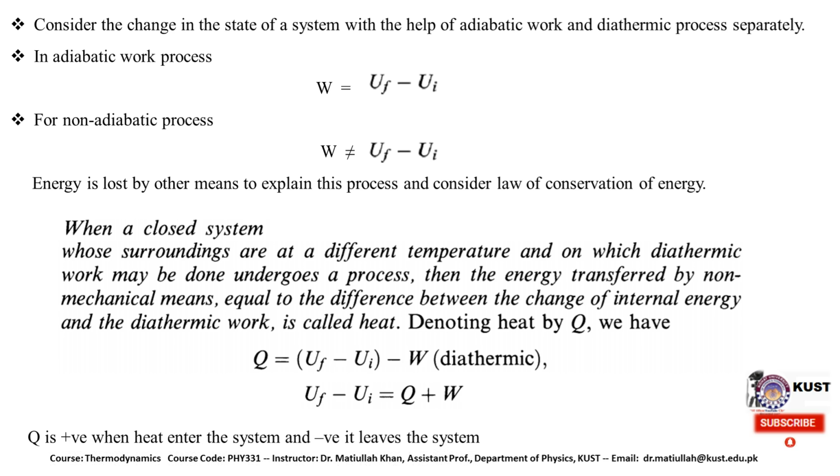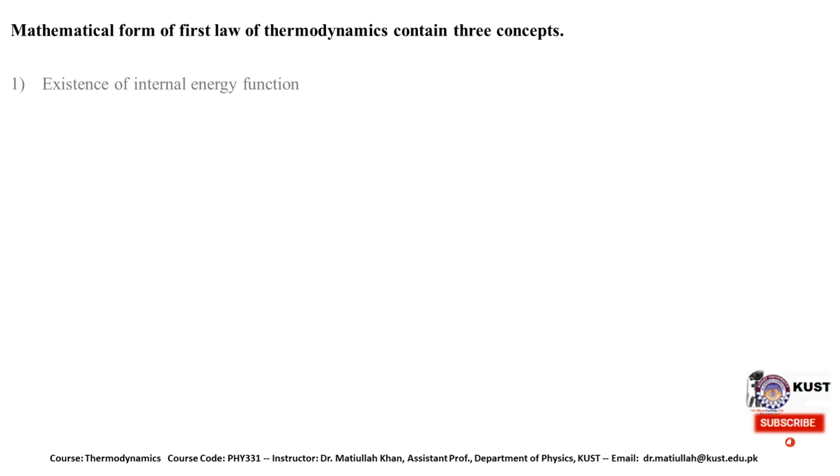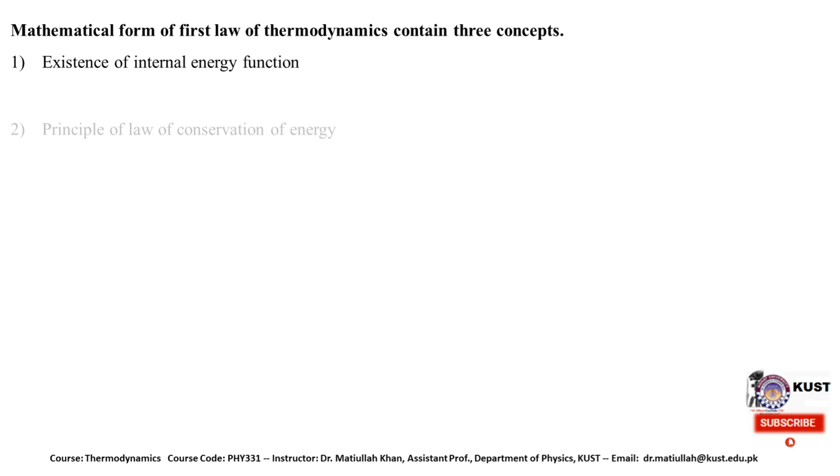So we have two cases for that. Q, the amount of heat, will be positive when heat enters the system, and it will be negative when heat leaves the system. In this equation, Q is the amount of heat, UF minus UI is the difference of internal energy, and W is the work done. So how can we develop the mathematical form of the first law of thermodynamics?